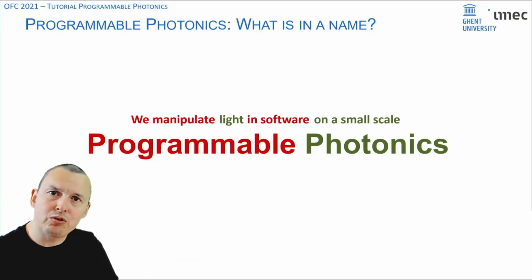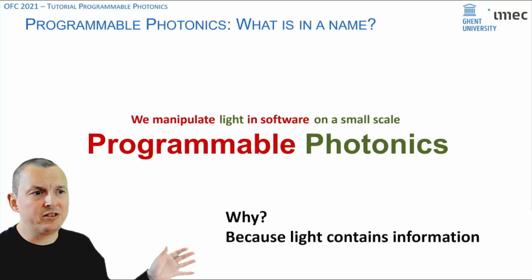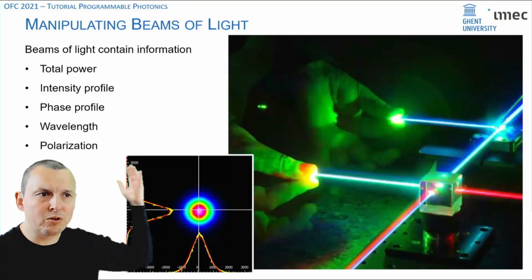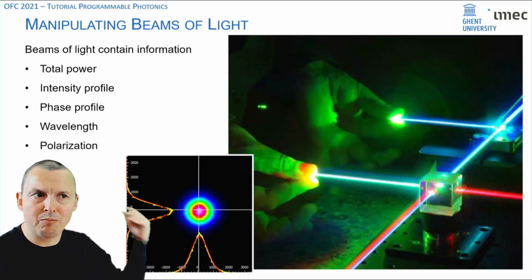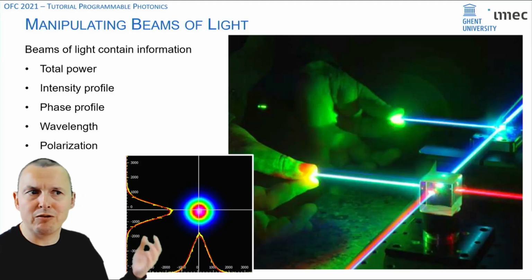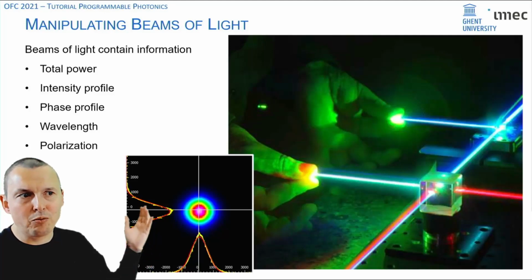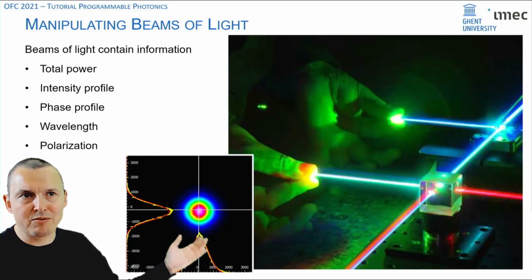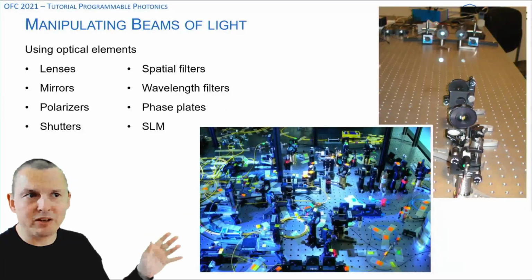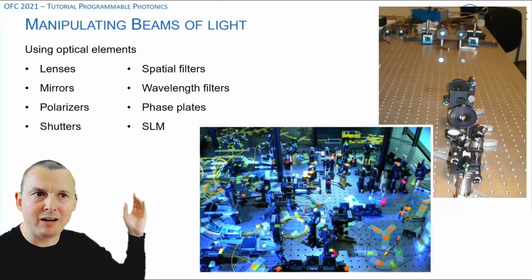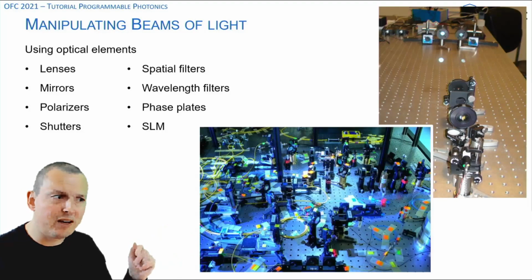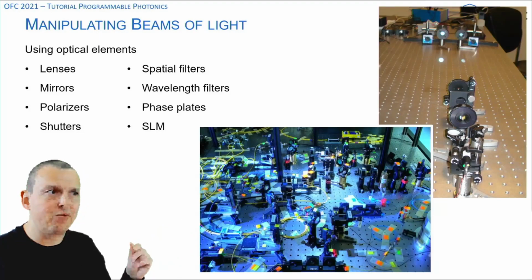Now, why would we want to do that? Well, light contains information. So we're looking at beams of light where you have your power in your beam of light, which can be modulated over time, but also the intensity profile, phase profile, the wavelength, or even the polarization. And if you want to manipulate the information in such beams of light, you can basically hook up an optical table with lenses and mirrors and polarizers, or even programmable elements like spatial light modulators. And that way you can basically route your light or direct your light in any direction that you want.